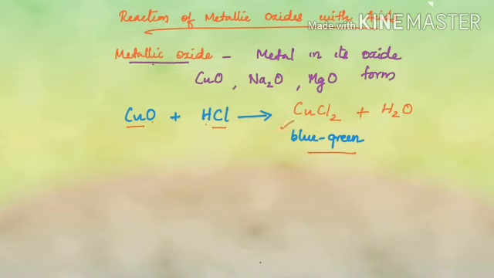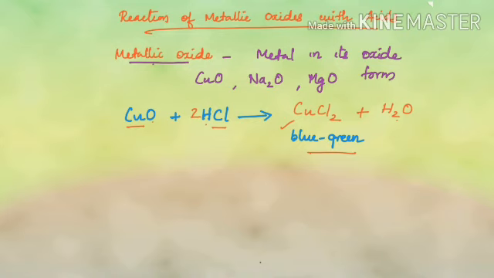Now we look at this equation again. Is it balanced? No, right? Copper is balanced. Oxygen, yes. Hydrogen, no. Here 2 atoms of hydrogen are there, here only 1 atom, so I wrote it as 2. Chlorine, yes, now it is balanced. So what can we get from here? When a metallic oxide reacts with an acid, it will produce a salt, CuCl2, and water.